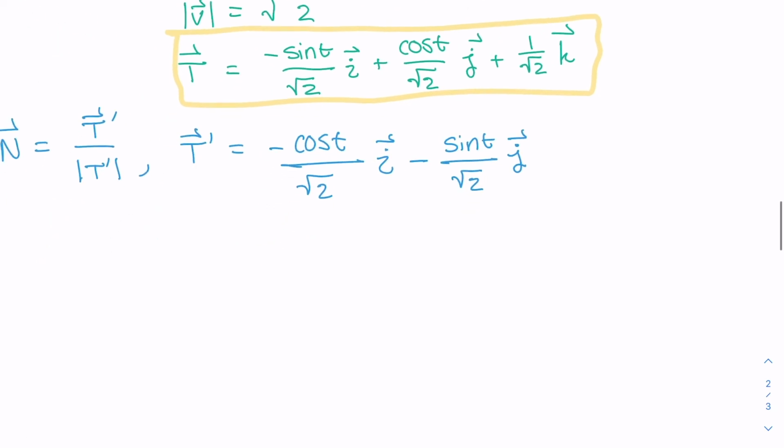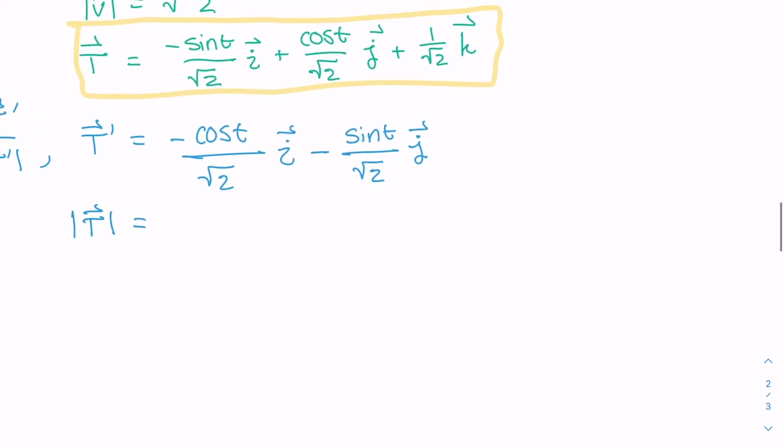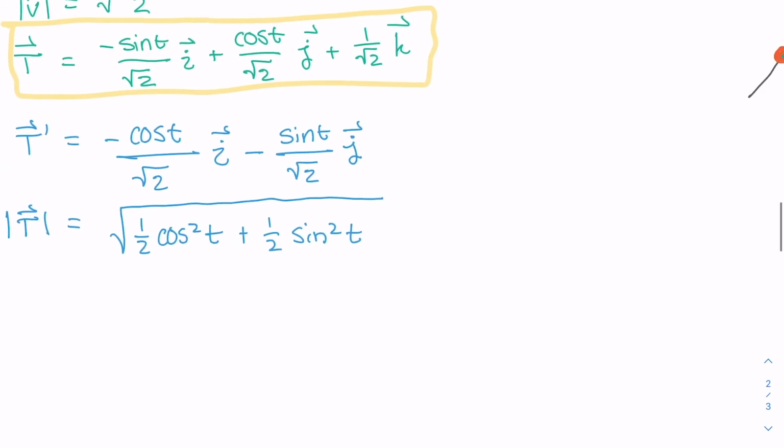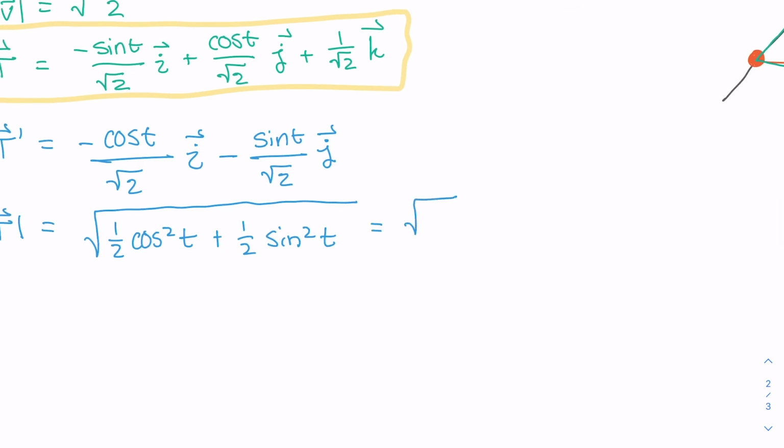Now the magnitude of T prime is going to be the square root of, what is that? Yeah, I'll square the denominators first and just get 1/2 cosine squared t plus 1/2 sine squared t. I'll factor out the 1/2 to get 1/2 times cosine squared plus sine squared, which is 1. So you just get the square root of 1/2, which is just 1 over root 2.